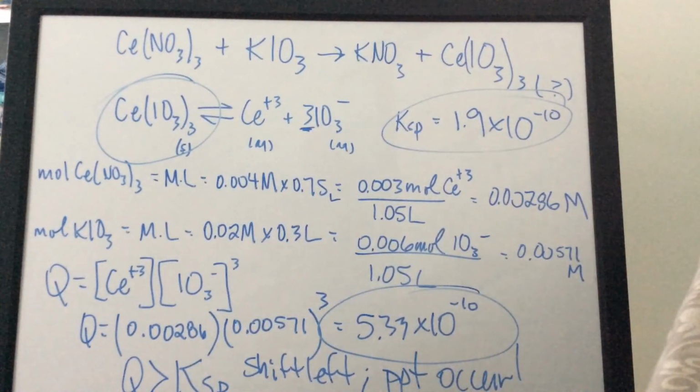Okay, so that's how you can use the value of KSP and the value of Q to decide whether or not a reaction will result in the formation of a precipitate when you have something that's slightly soluble.